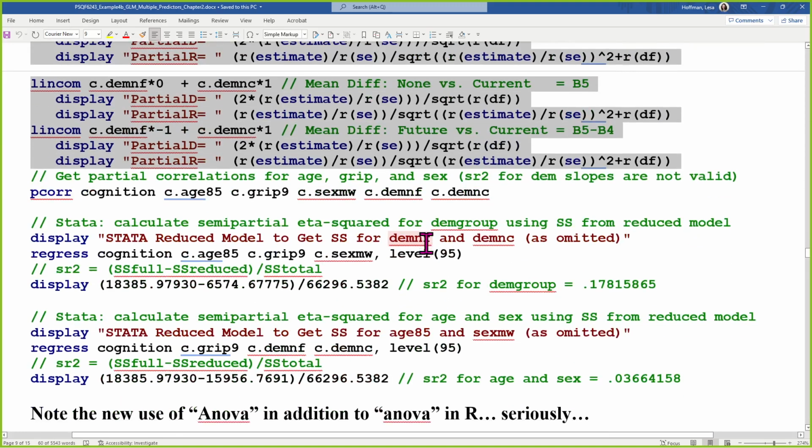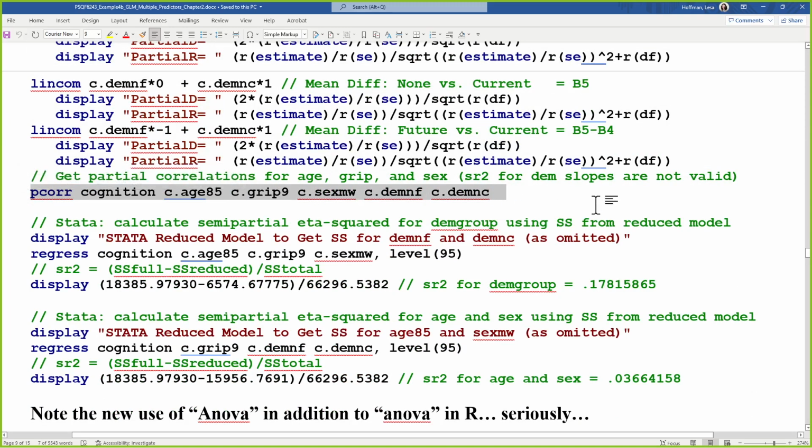And the other effect sizes I can get relatively quickly using pcore, which is a Stata command that spits out partial and semi-partial correlations and their squared versions. The only catch is that you cannot use the semi-partial versions for the dementia slopes because they have a common reference. So they're each individually not valid, but you can use it for all of the others.